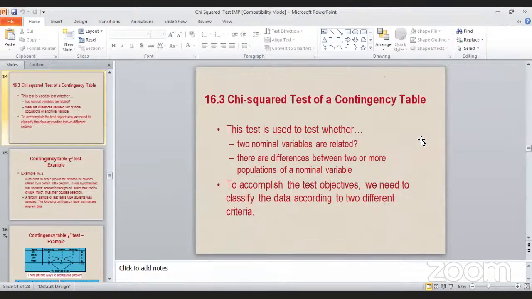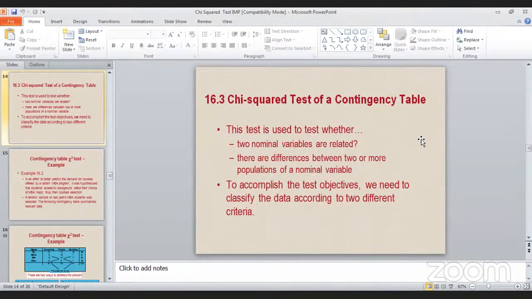To accomplish these objectives, we need to classify our data into two different criteria. That's why you should classify your variable into at least two classifications. For example, is there any difference or relationship between education level and their participation, education level and their income, if the income is measured in ordinal form, gender and education, gender and income, gender and preference. Like this, we can quote several such examples.